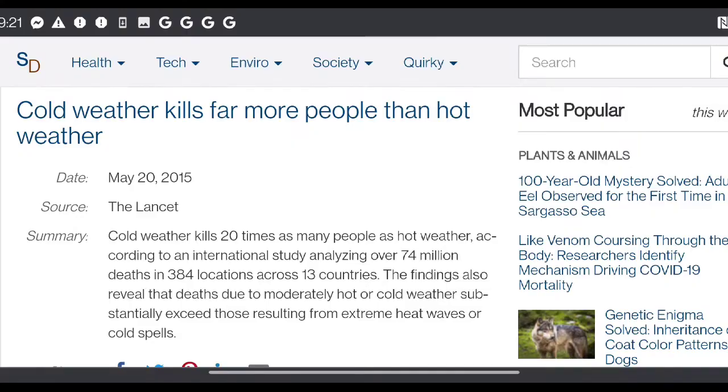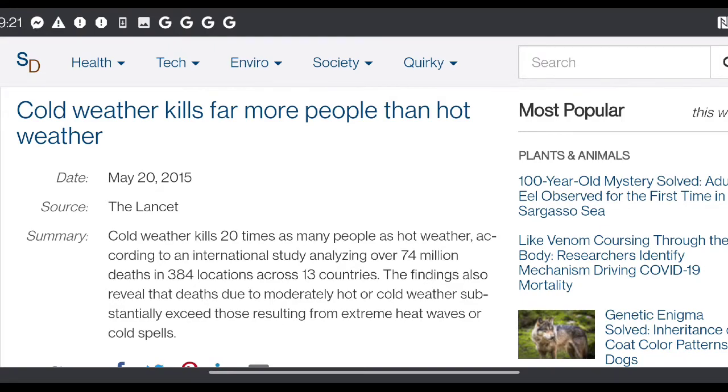Cold weather again kills far more people than hot weather. So the summary: cold weather kills 20 times as many people as hot weather, according to the international study analysis of over 74 million deaths in 384 locations across 13 countries. This guy is incorrect when he makes his assumptions in this article. The facts also reveal that deaths due to moderately hot or cold weather substantially increased those resulting from extreme heat waves or cold spells.